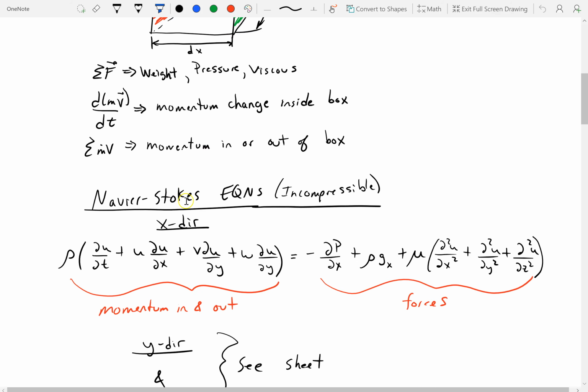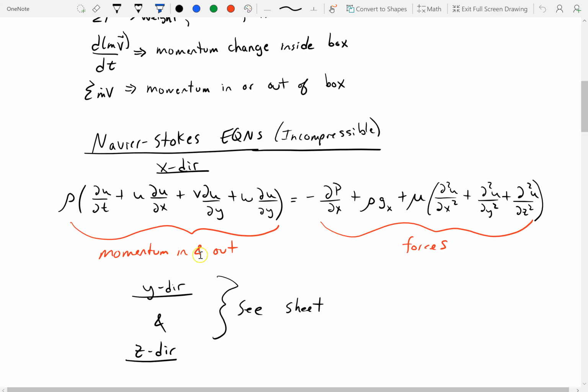The incompressible form of these is what we call the Navier-Stokes equations. There are three sets of equations: x, y, and z. So here is the x direction. The terms on the left are your momentum in and out, and the terms on the right are your forces. Here you have pressure, here you have gravity, here you have viscous forces, and this is just your momentum change in and out.